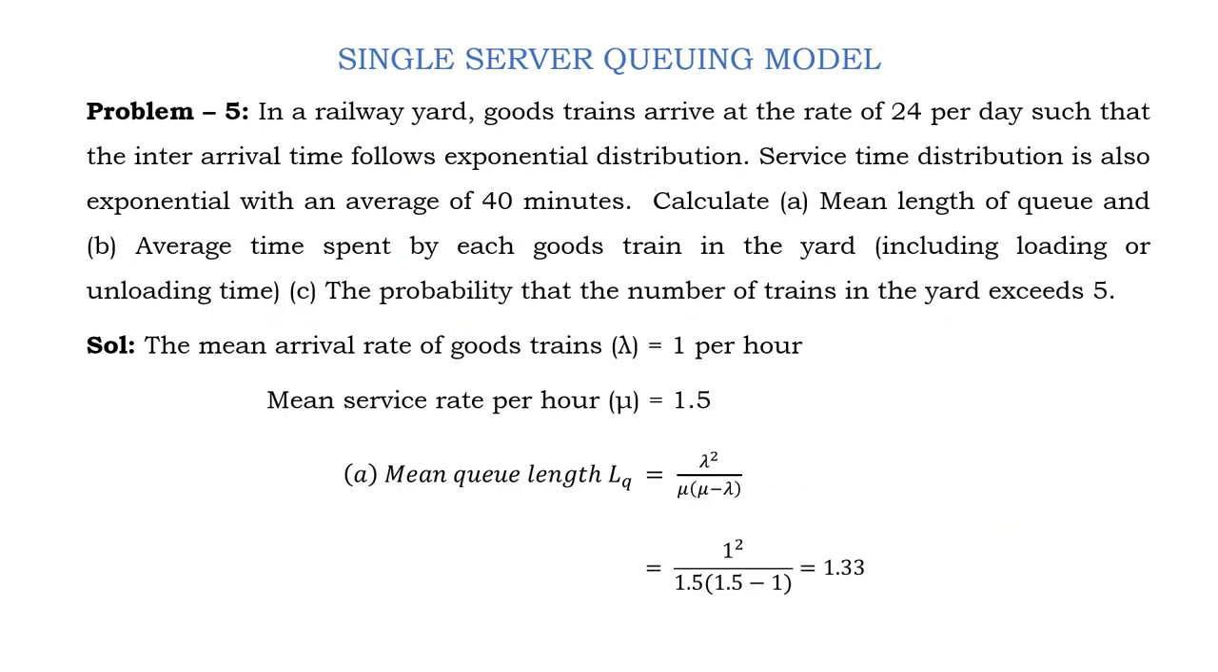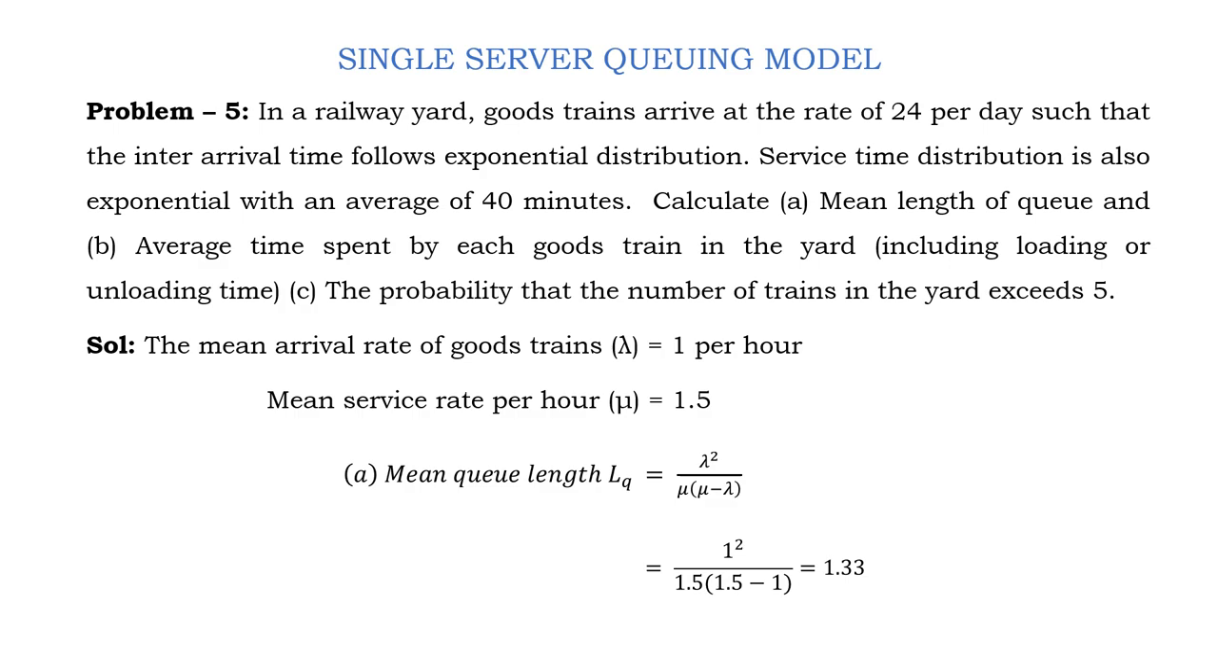Here the problem is that there is a railway yard. Goods trains will arrive at the railway yard for loading or unloading, and the rate of arrival is 24 per day, and the inter-arrival times follow exponential distribution. And service time distribution is also exponential with an average of 40 minutes. That means the loading or unloading will take place on an average in 40 minutes.